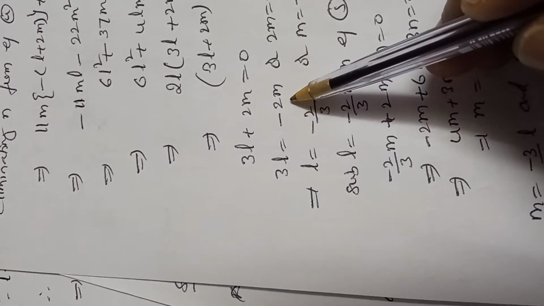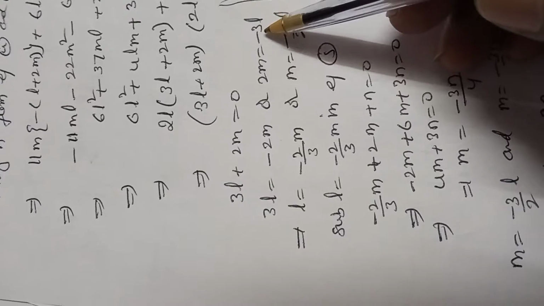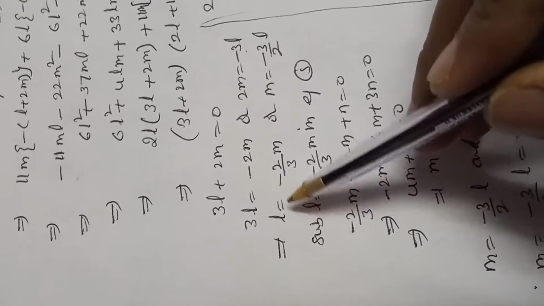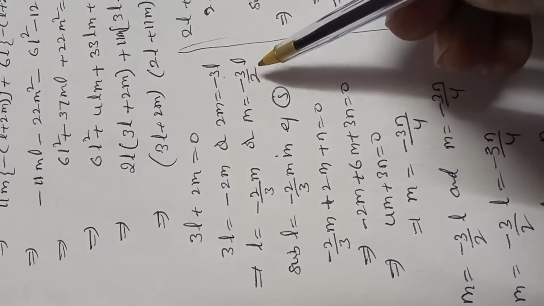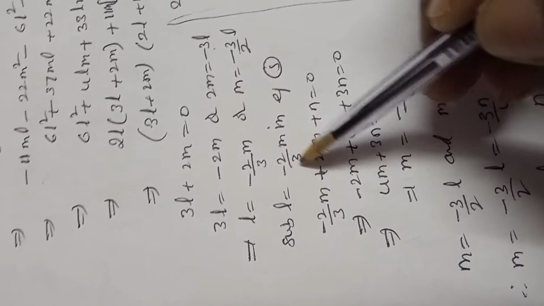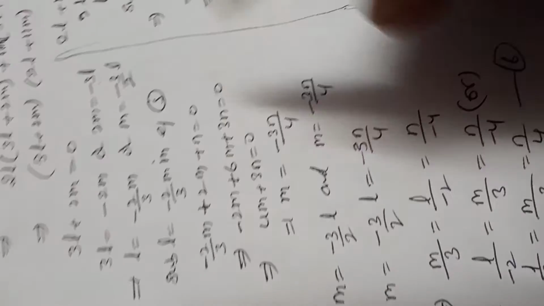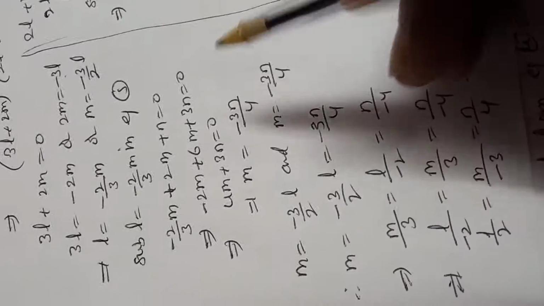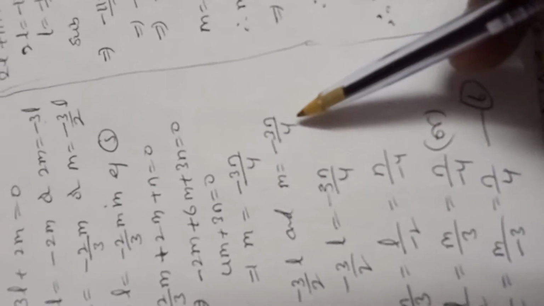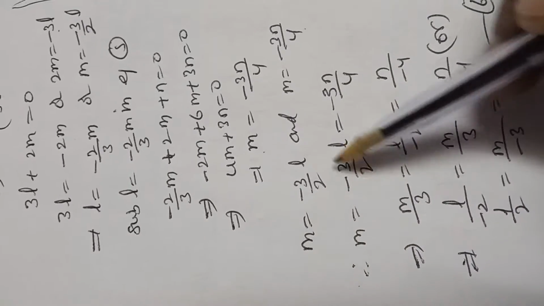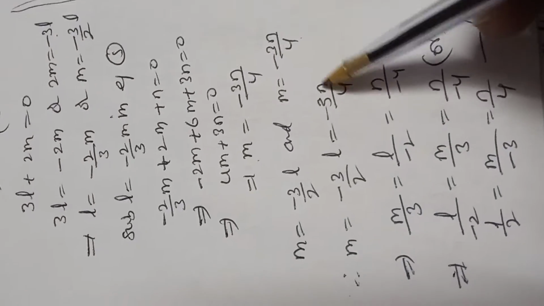Right? 3l plus 2m is equal to 0, so 3l is equal to minus 2m, or 2m is equal to minus 3l. Here l is equal to minus 2 by 3 m, or m is equal to minus 3 by 2 l. Substitute the l value, minus 2 by 3 m, in equation number 5. We will get the m value in terms of n. Similarly, here m is equal to minus 3 by 2 l. From here, the same, m is equal to minus 3n by 2. Therefore, m is equal to minus 3 by 2 l is equal to minus 3n by 4.